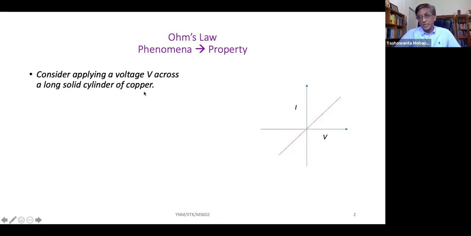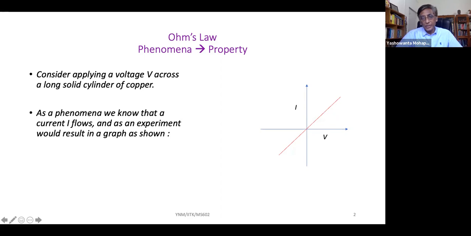Let's say we consider a voltage V across a long solid cylinder of copper, and then you will get a current. And we know that you will get a graph like that. And what does the slope give you? The slope gives you 1 by resistance, because we know V is equal to I R, and so R is the resistance.